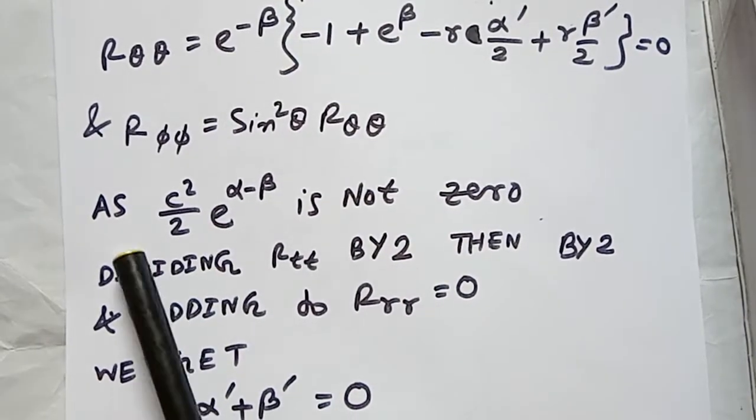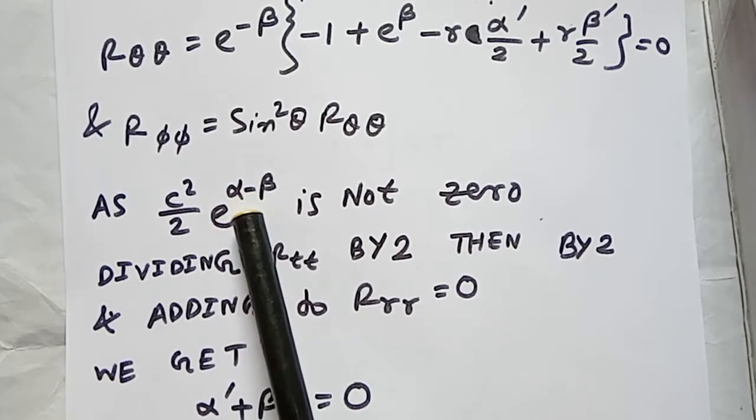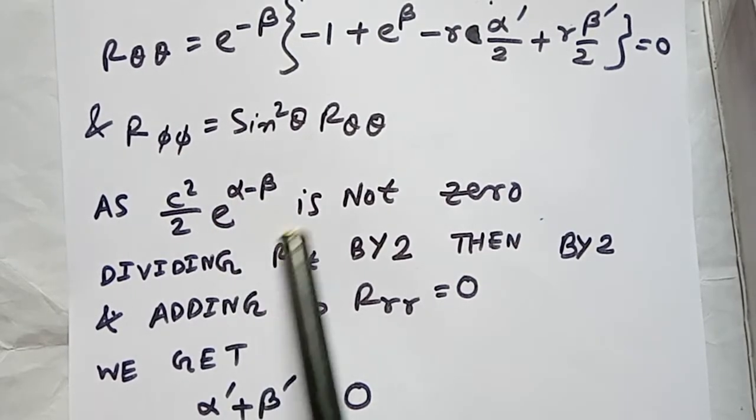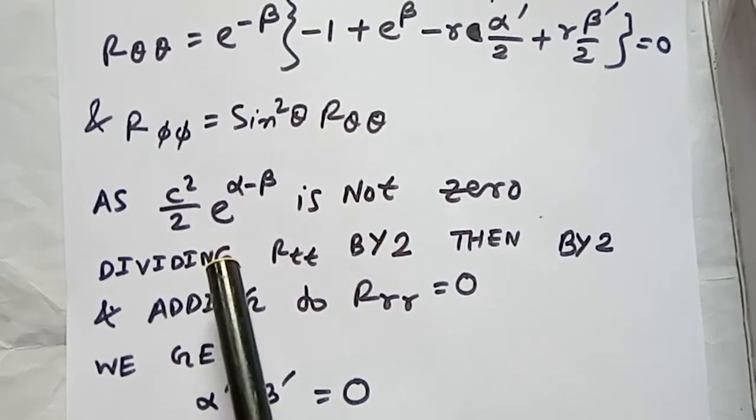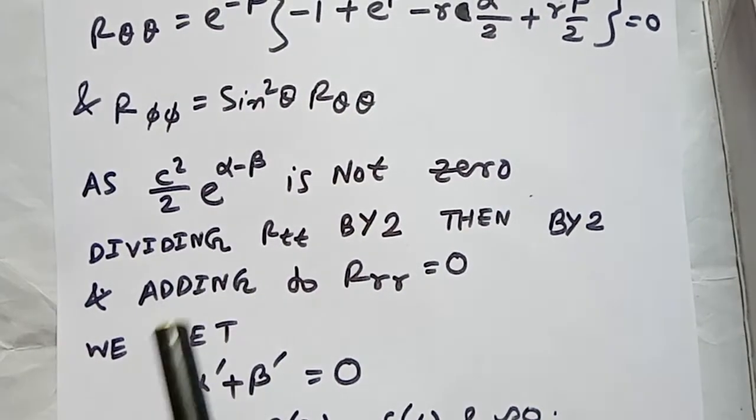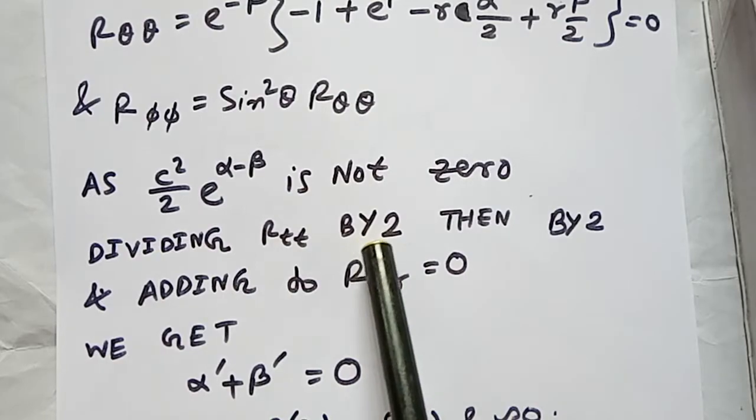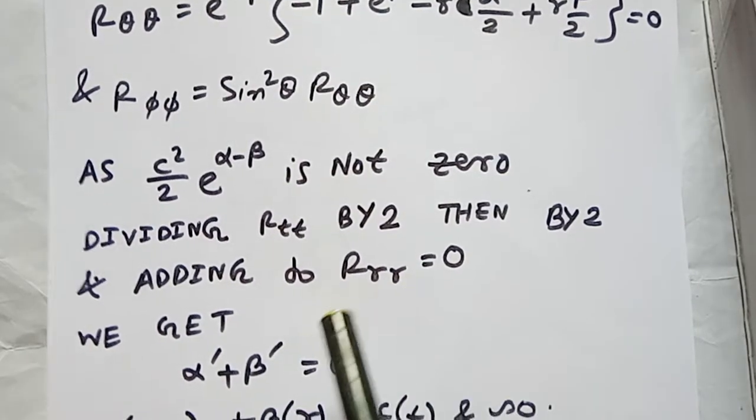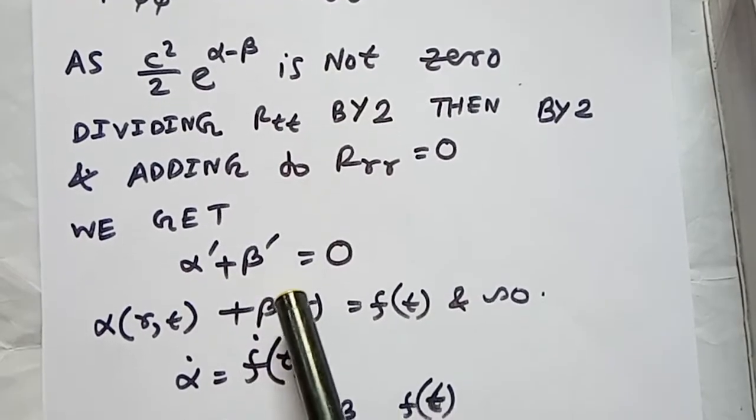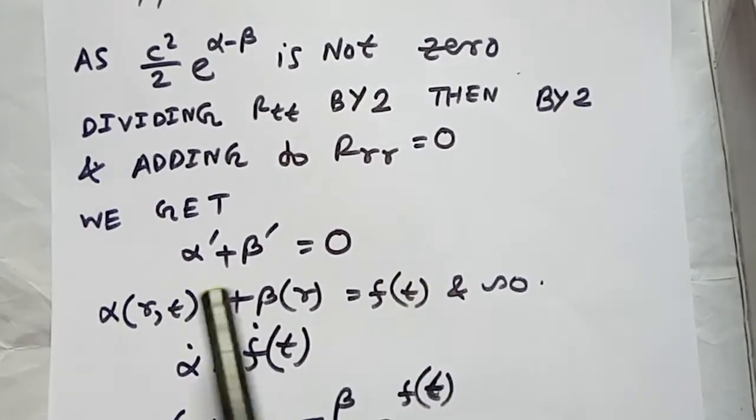Now this is c squared divided by 2, e to the power of alpha minus beta. This is the exponential component, and c is the velocity of light. This should not be 0. Then dividing r t t by 2, and adding to r r r equal to 0, we get alpha prime plus beta prime equal to 0. This is the important Schwarzschild solution.